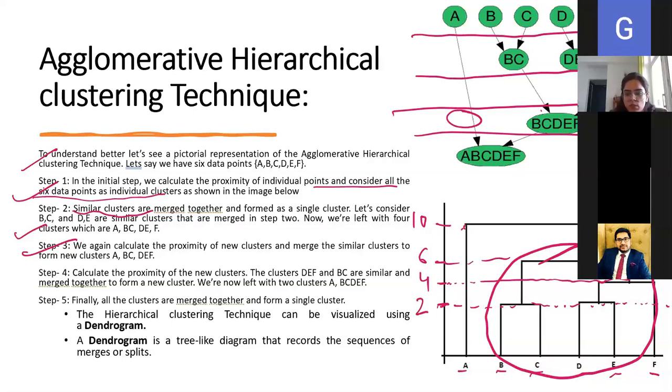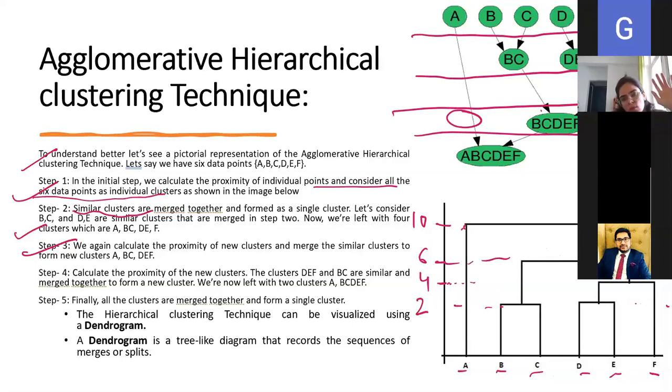So सबसे ज़्यादा close कौन से थे? So, clusters which were like very similar. B, C and D, E. B, C and D were सबसे ज़्यादा similar clusters थे, इसलिए सबसे पहले वो join हो गए, right? But in the end तो सारे cluster join हो गए.